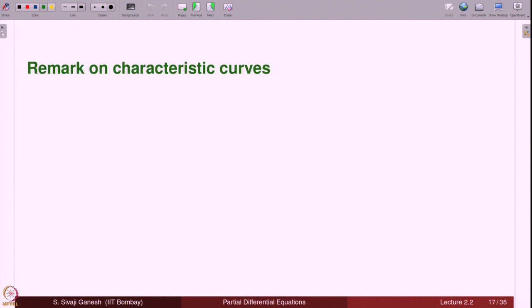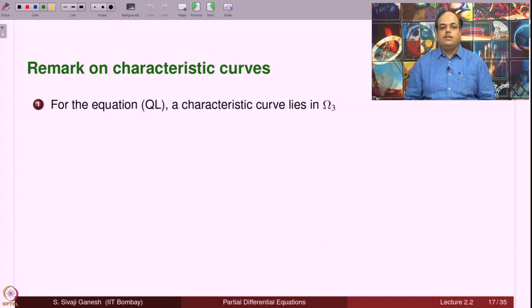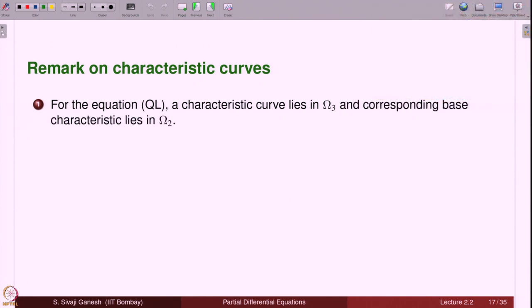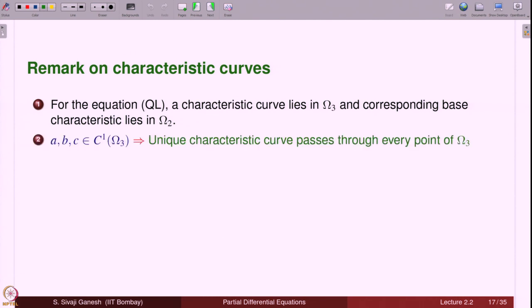Okay, a remark on characteristic curves. For the quasi-linear equation, the characteristic curve lies in omega 3 and base characteristics lie in omega 2. This is very important. Many times this word is blurred, so people refer to both of them as characteristics. So, you have to be very careful. Therefore, to clear this confusion, we use the word base characteristic curve.